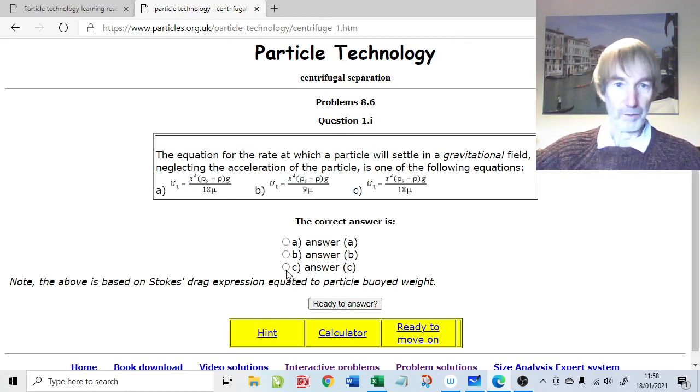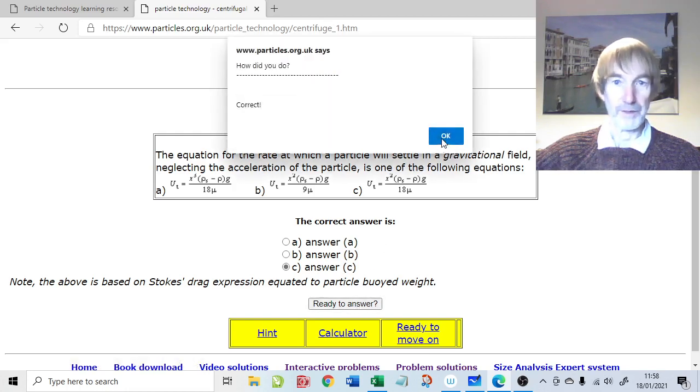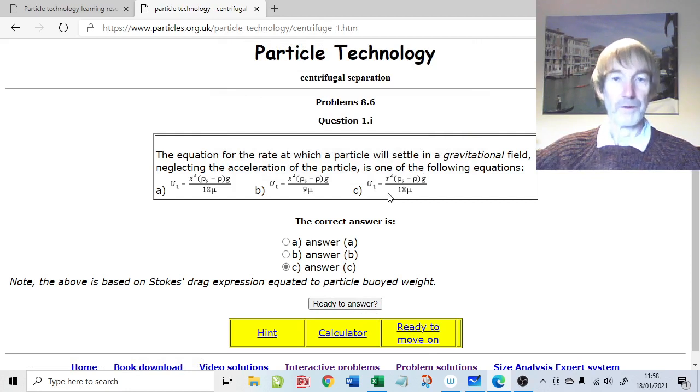Okay, so the correct answer is C. Let's just check first that we've got that right. Good, we have. So that's Stokes' law. Stokes' law tells us that the terminal settling velocity ut is equal to the diameter squared, the density difference between the dispersed phase and the continuous phase, the acceleration due to gravity, divided by 18 times the coefficient of dynamic viscosity, what we typically just call viscosity of the fluid. And the answer is C, that is the correct equation.